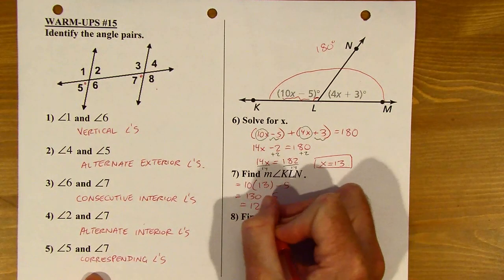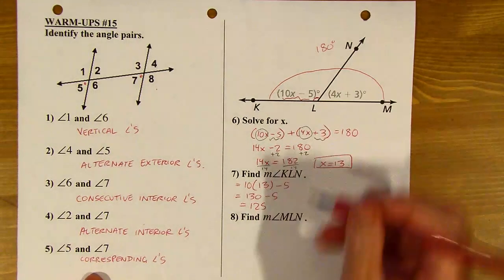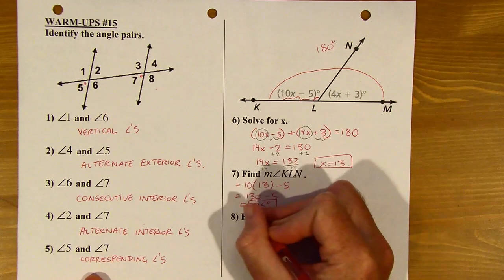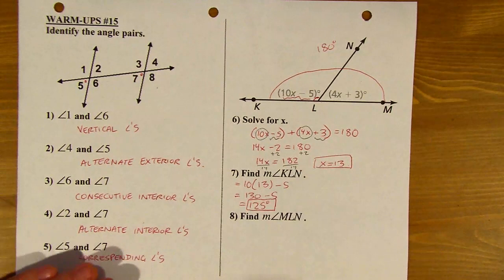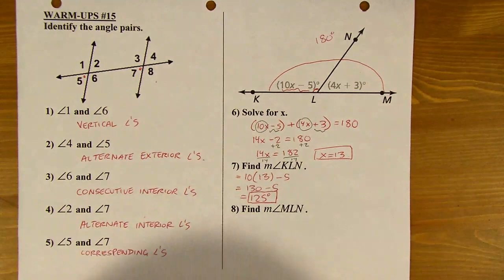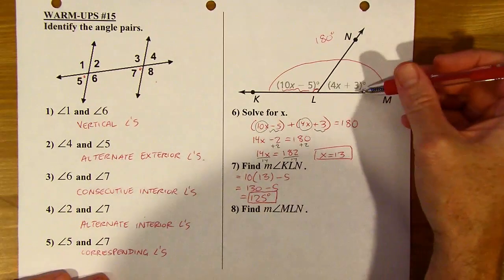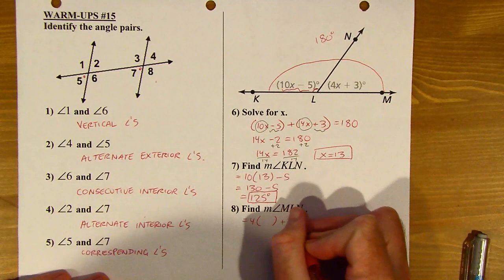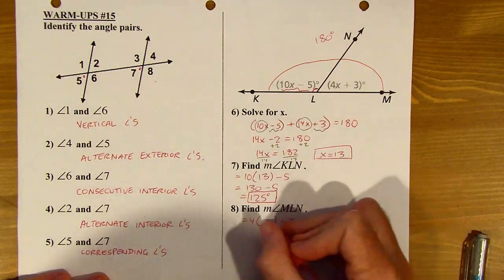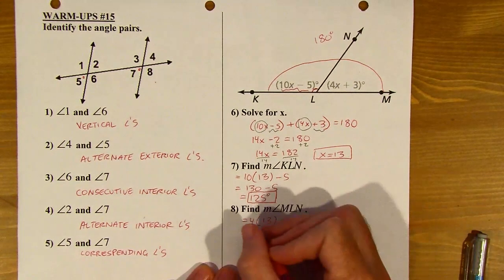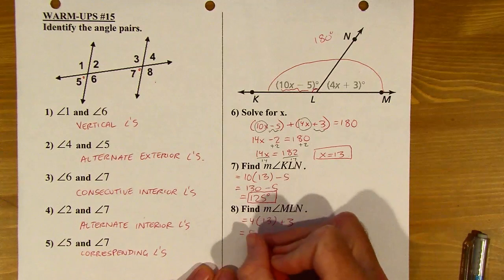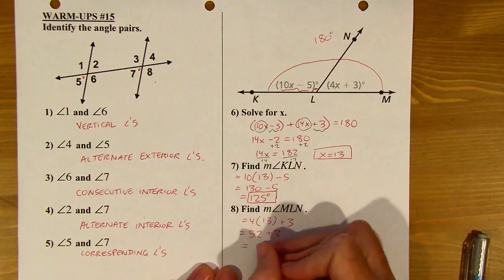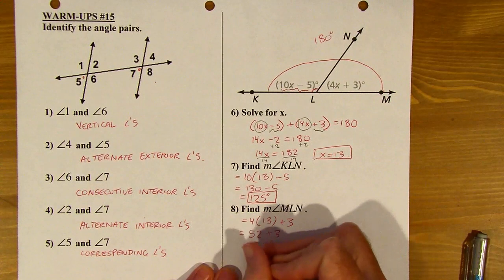And this is the measure of an angle, so I do want to say it's that many degrees. If I'm just solving for x, I can just say what x is, but if I'm finding the measure of an angle, I want to put in degrees. Okay. MLN, that's the other angle, the 4x plus 3. So 4 times something plus 3, and again, that something is 13. So I multiply first. 4 times 13 is 52. And 52 plus 3 is 55, so 55 degrees.